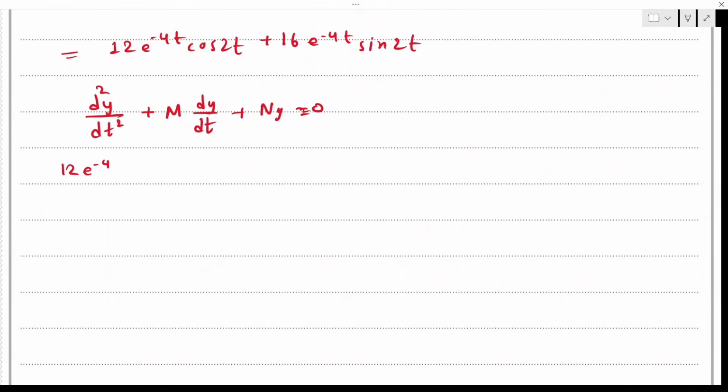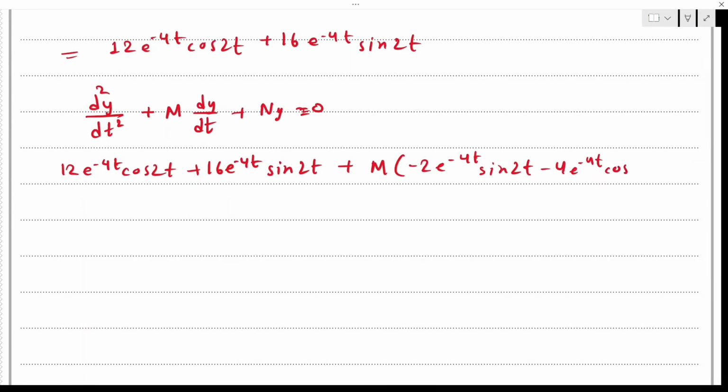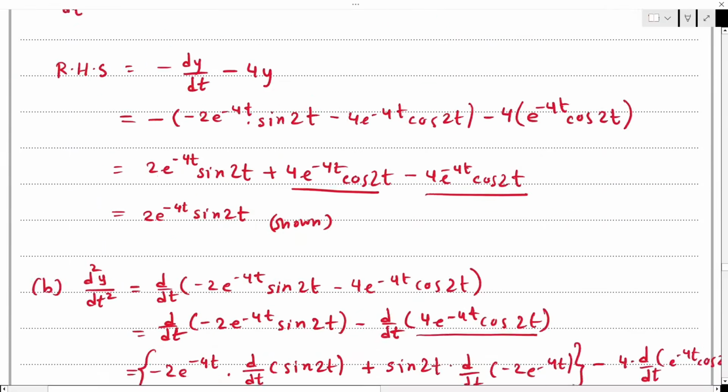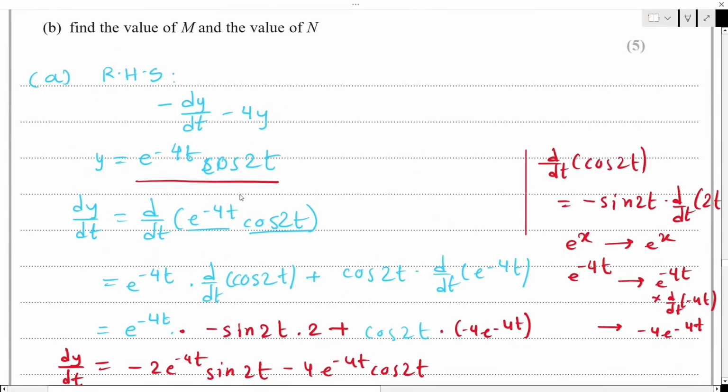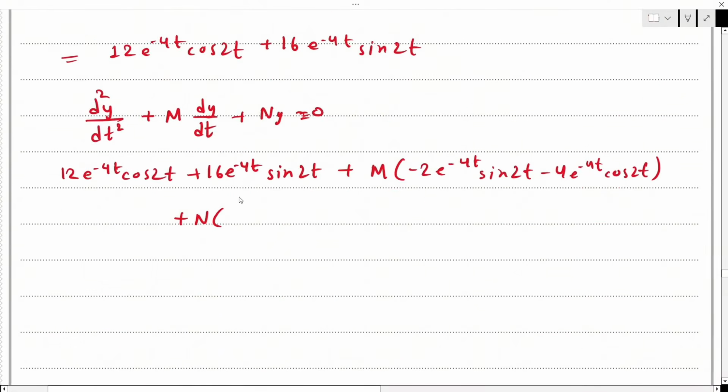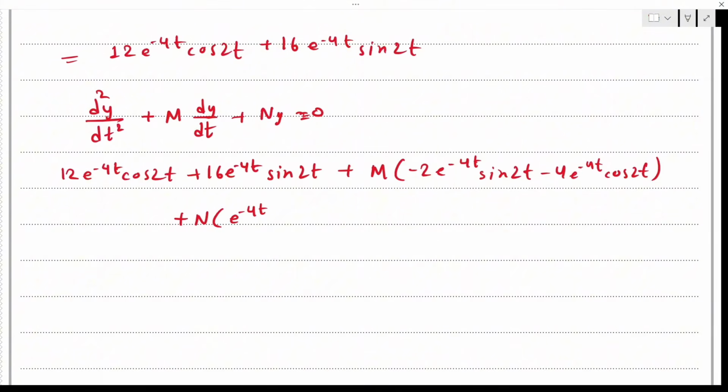So 12e^(-4t) cos 2t plus 16e^(-4t) sin 2t plus m into dy by dt. dy by dt is equal to minus 2e^(-4t) sin 2t minus 4e^(-4t) cos 2t, plus ny. Now y is equal to e^(-4t) cos 2t. And this is equal to 0.